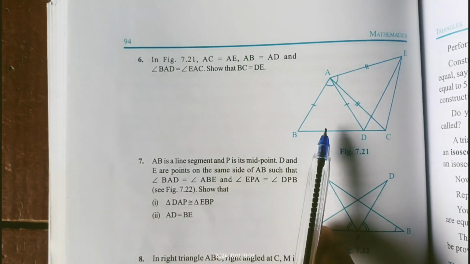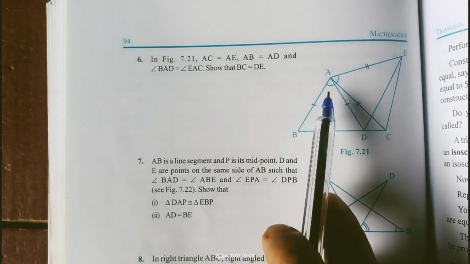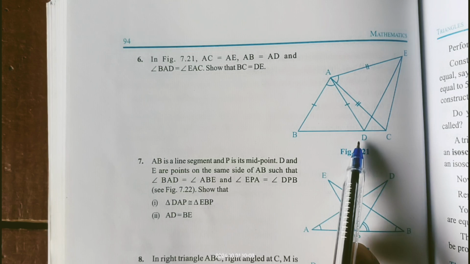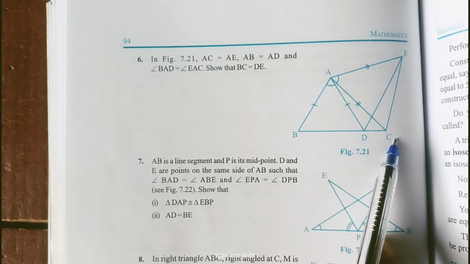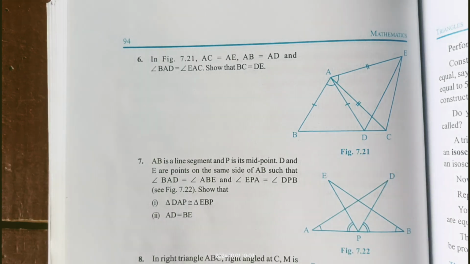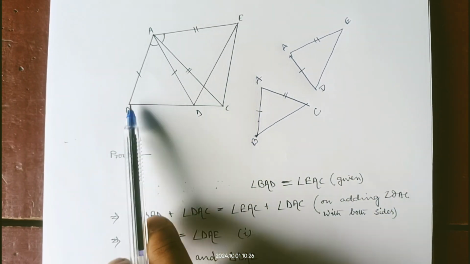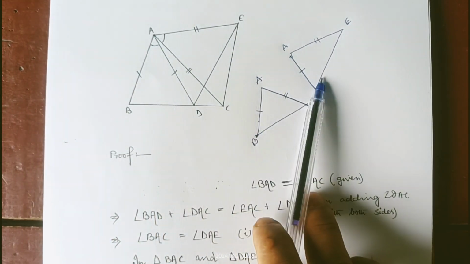In question number 6 it is given AC equals AE, AB equals AD, and angle BAD equals angle EAC. We have to show BC equals DE. So I have drawn triangle BAC and DAE separately.